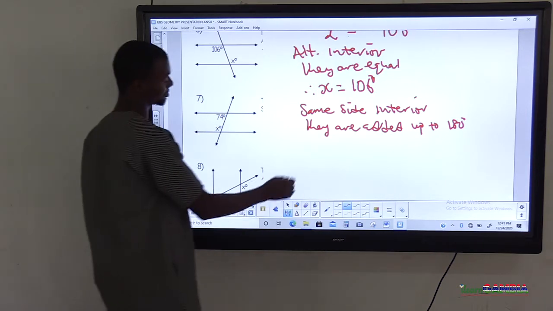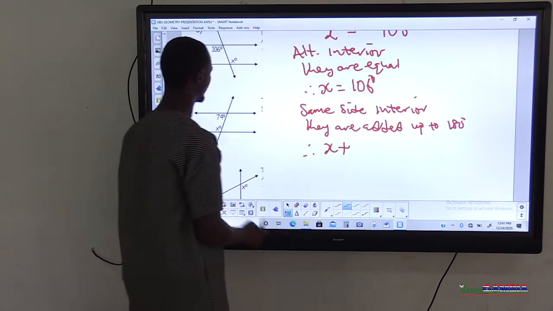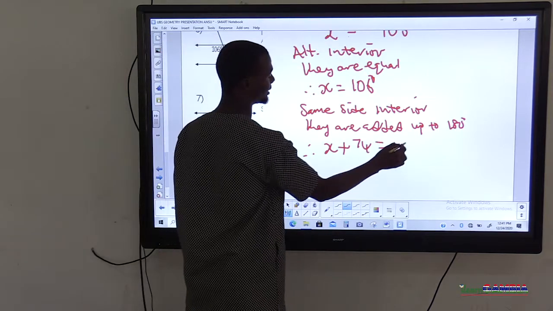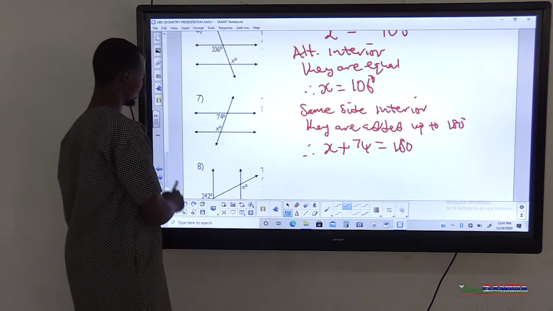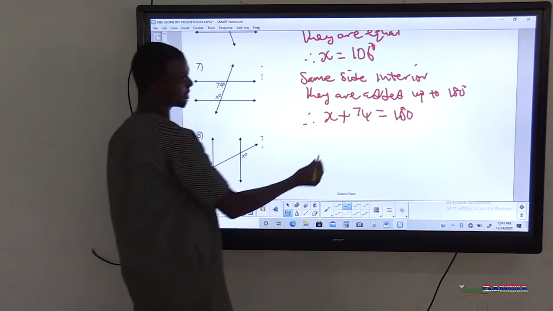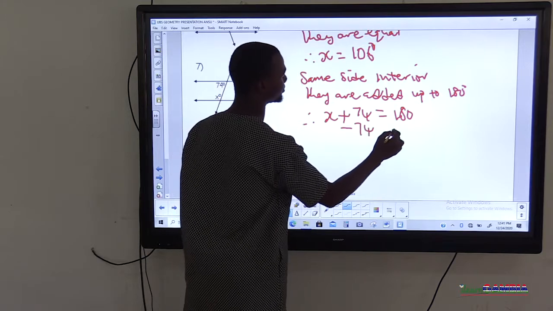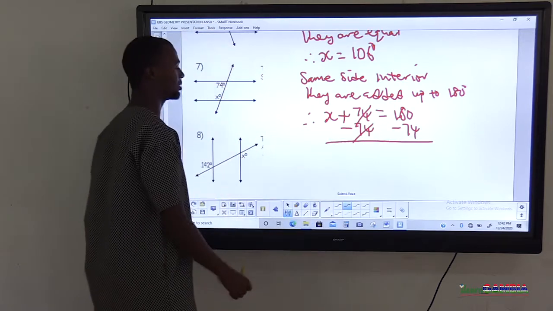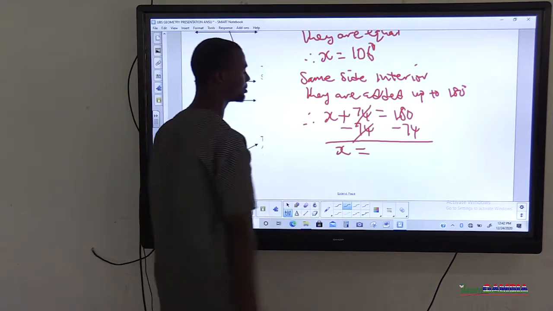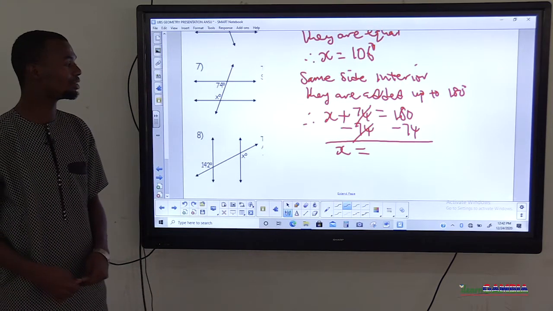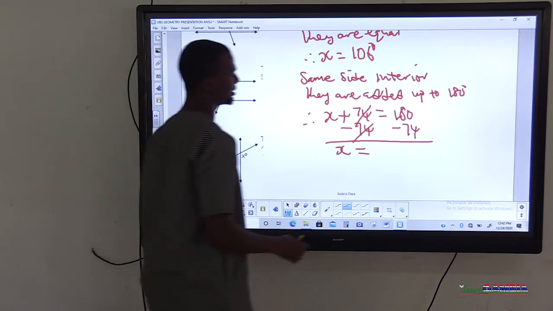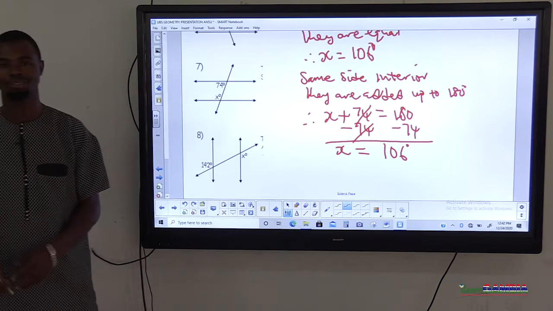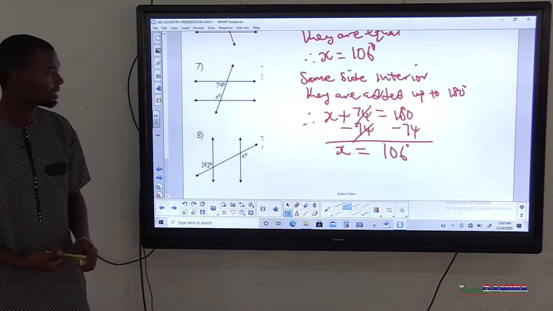So therefore x plus 74 is equal to 180. We undo 74 from both sides by minus 74, and plus 74 and minus 74 cancel, that is 0. X is equal to 180 minus 74, which is 106 degrees.